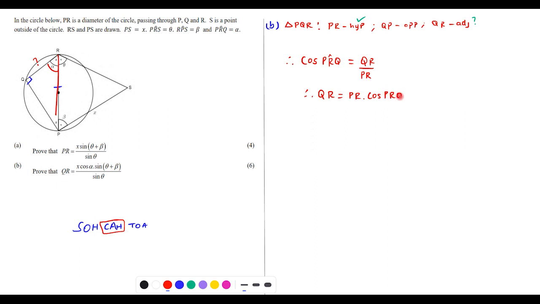Then I'm just going to substitute what I have here, and that is going to be basically my answer. Here I can see that PR is x times sine theta plus beta over sine theta. Now this multiplies with cos PRQ, which is alpha, and therefore if I want to write it that way, it would be x cos alpha times sine theta plus beta over sine theta.